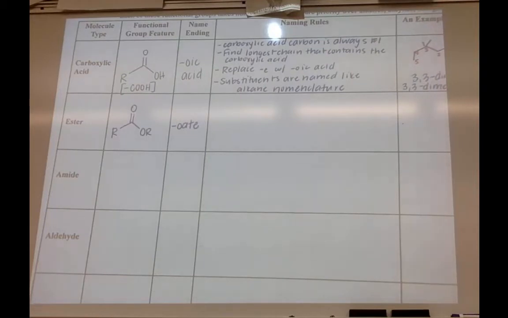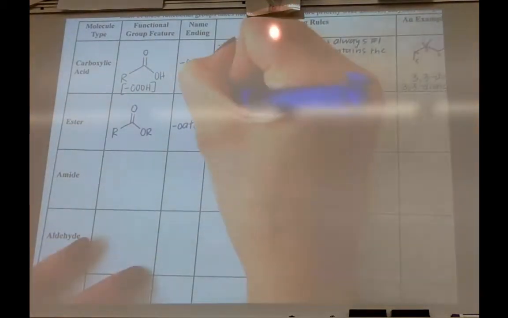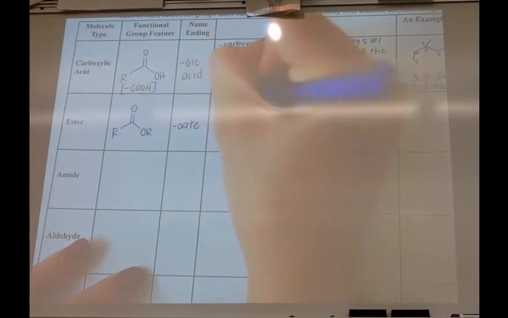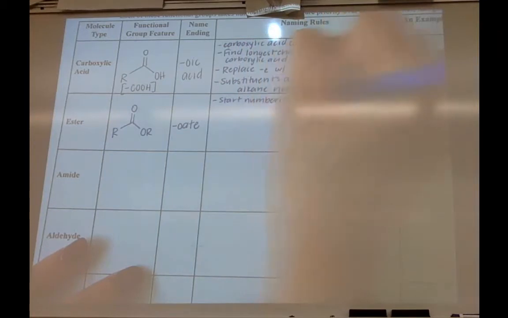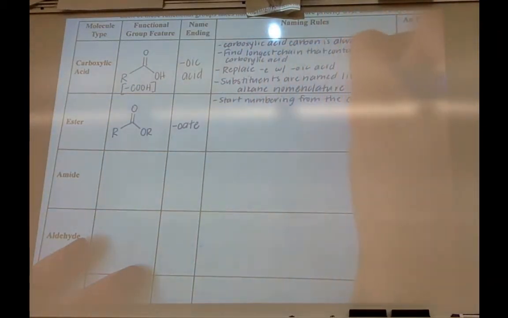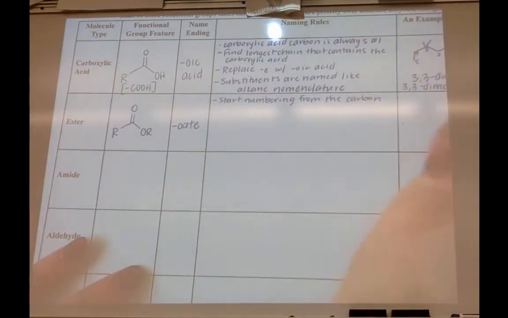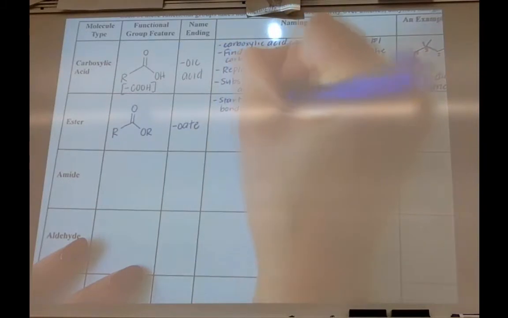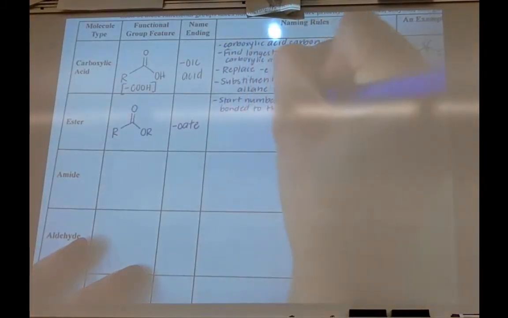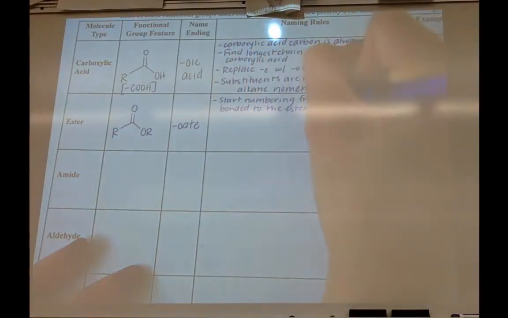When it comes to naming esters, we go through. We are going to start numbering from the carbon bonded to the ester group. We're talking about the carbonyl carbon.